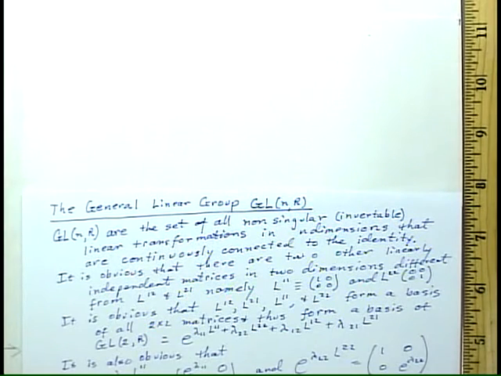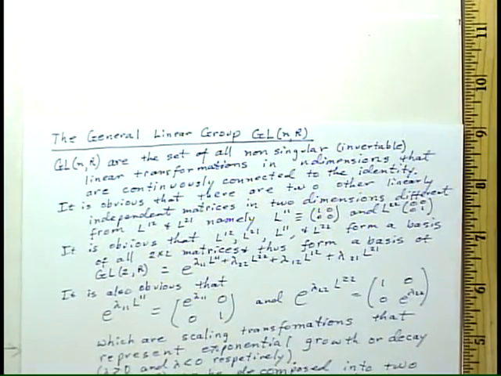There are therefore obviously 4 independent matrices in 2 dimensions because it's 2 by 2. And 4 independent parameters will give us all continuous evolution away from the identity. And that gives us our general linear group in 2 dimensions. Let's look at what these other 2 transformations are.